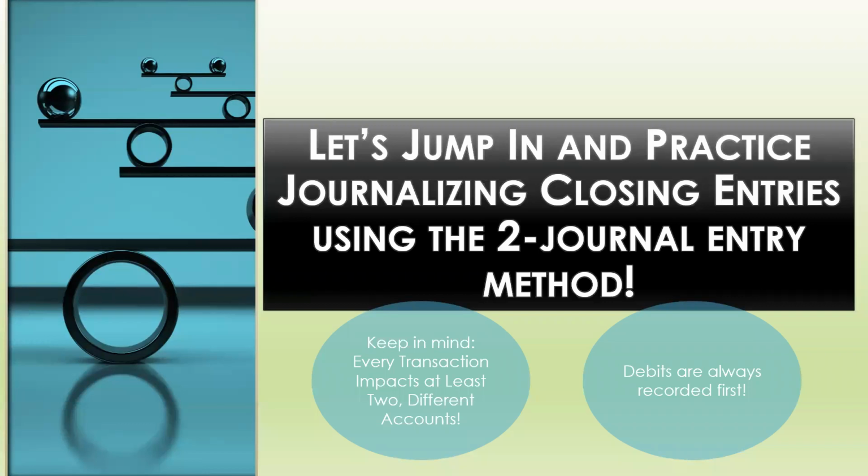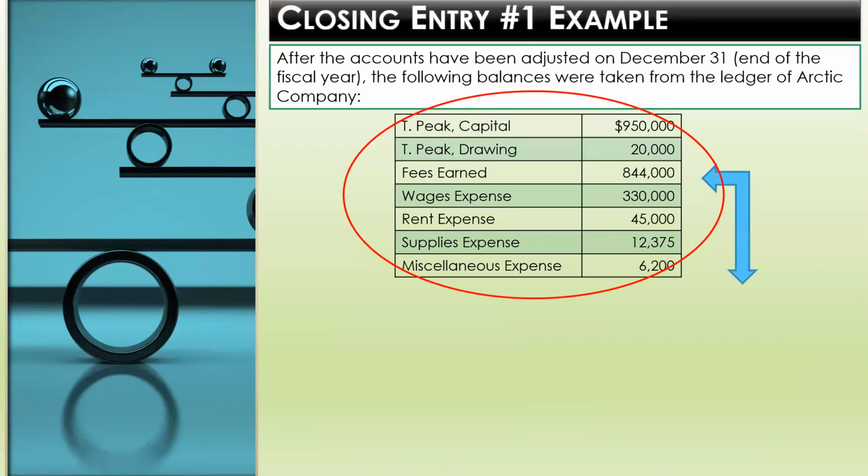So let's jump in and practice journalizing closing entries using the journal entry method. Keep in mind, every transaction impacts at least two different accounts, and debits are always recorded first. Closing entry number 1. After the accounts have been adjusted on December 31, end of the fiscal year, the following balances were taken from the Ledger of Arctic Company.